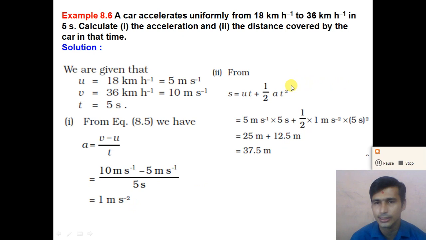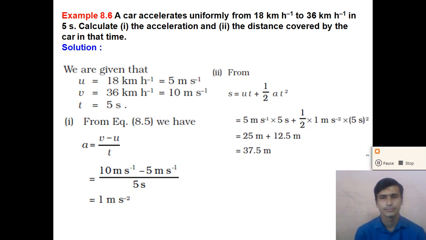So distance covered by the car we can calculate by two different formulas. We can use any one formula. First distance time formula and second distance velocity formula, right? s is equal to ut plus 1 half at square से भी हम कैलकुलेट कर सकते हैं और 2as is equal to v square minus u square से भी कैलकुलेट कर सकते हैं, right?